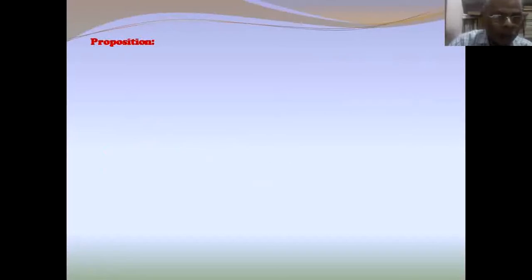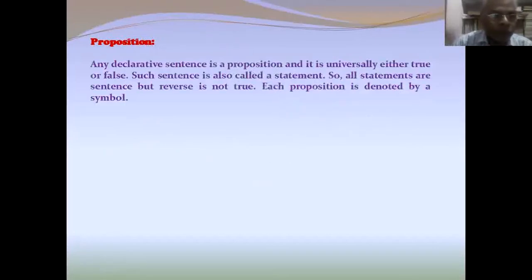First is proposition. What is a proposition? Any declarative sentence that is universally either true or false is a proposition. Such a sentence is also called a statement. All statements are sentences but the reverse is not true. Each proposition is denoted by a symbol. For example, suppose "man is mortal." This is a declarative sentence and everyone knows it is true. So it is universally true. There is no confusion about this sentence, so it has the value true.